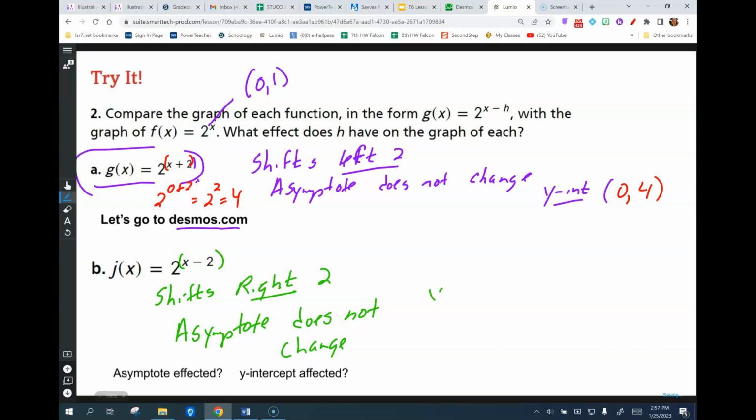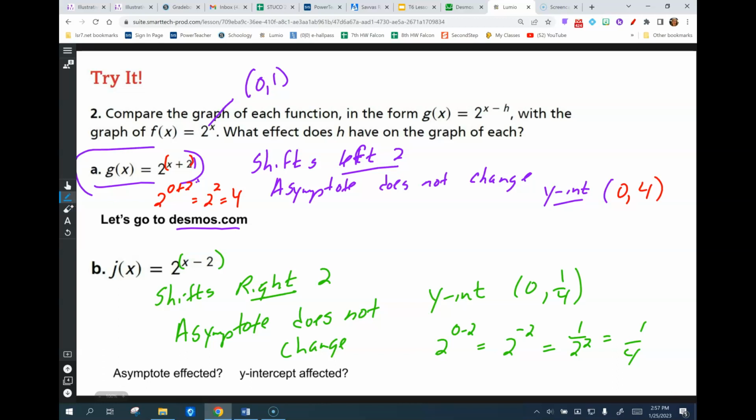Okay, now let's talk about the y-intercept. What happens to the y-intercept? Remember, I can plug a 0 in. So if I plug a 0 in, I'm going to get 2 to the 0 minus 2, which is 2 to the negative 2, which means it's 1 over 2 squared, which is 1/4. Okay, so my y-intercept is going to shift, and it's going to become 1/4.